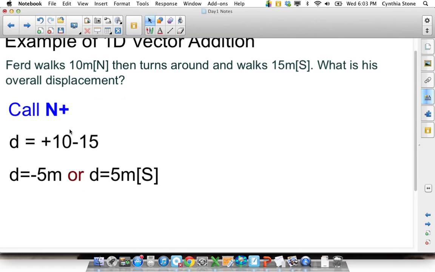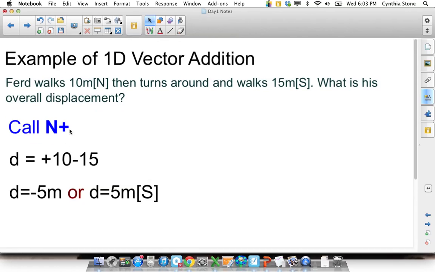Okay, so Ferd walks 10 meters north and then turns around and walks 15 meters south. What's his overall displacement? So basically from where he started to where he finished. First of all, you need to decide what's positive. I'm going to call north positive. So then really I'm just adding these two vectors. This is his motion: positive 10 meters because it's north. Then I minus 15 because that's south, so it's the negative direction.